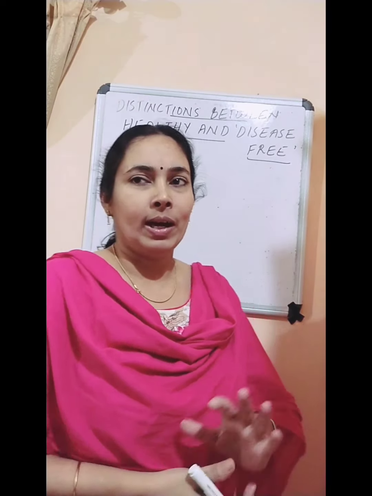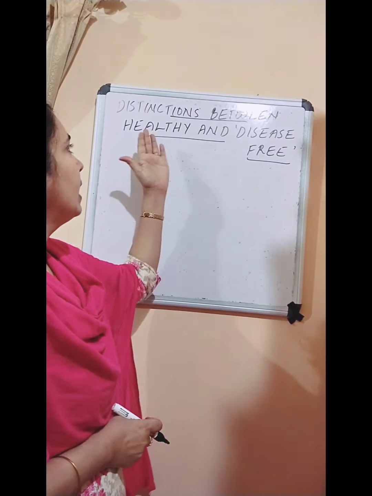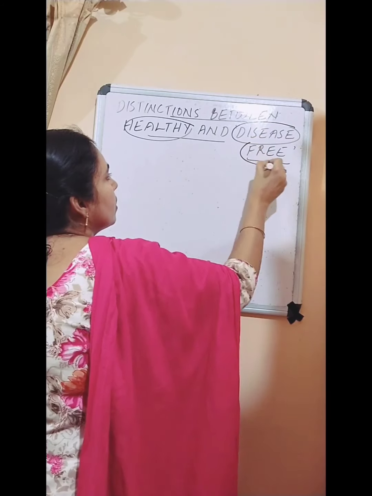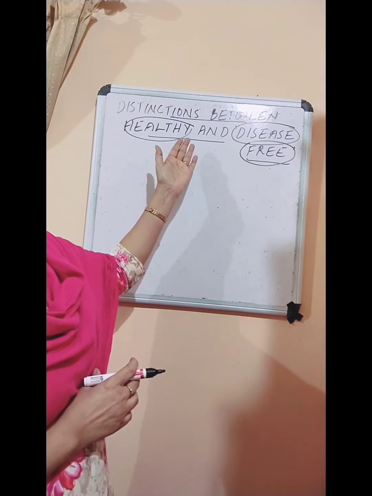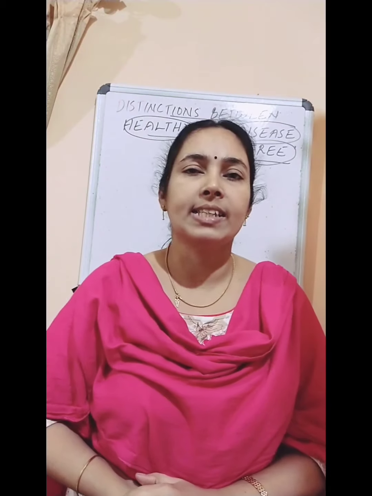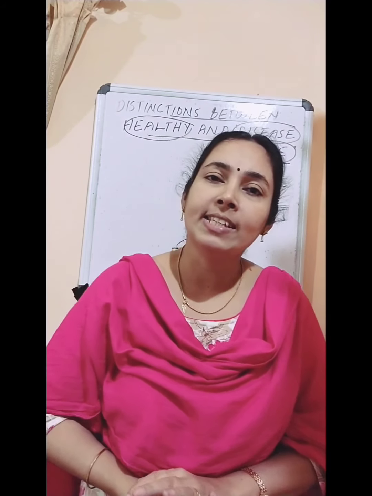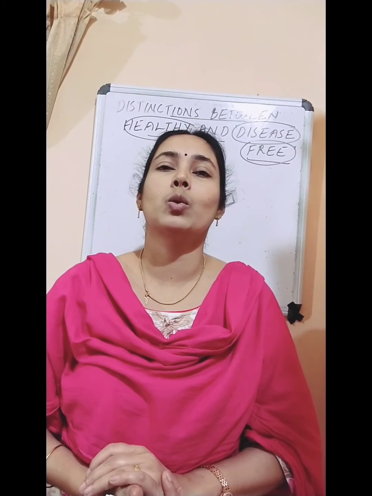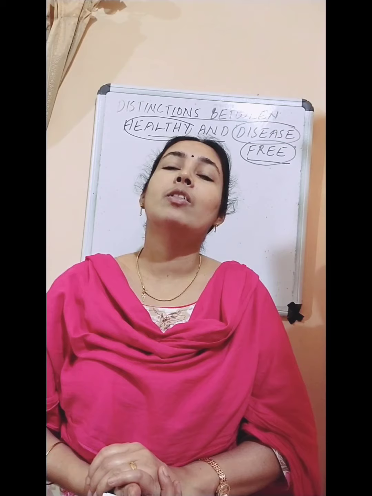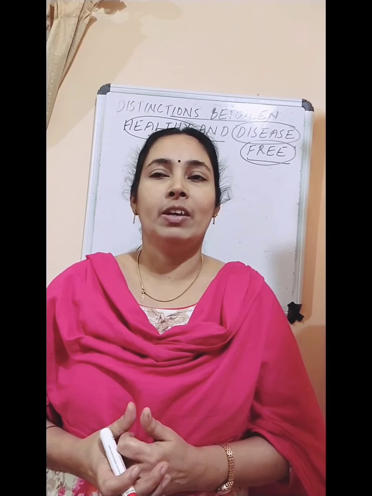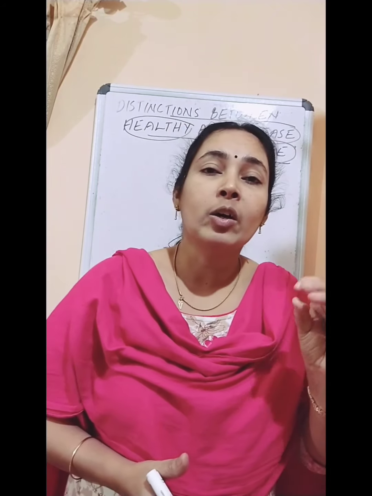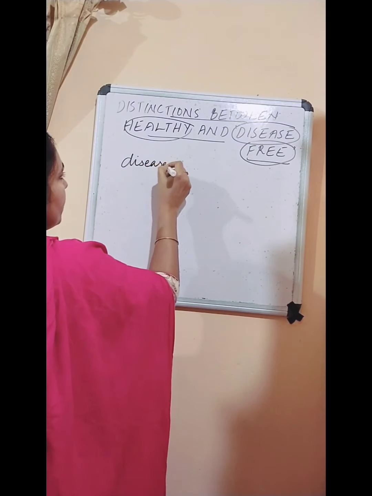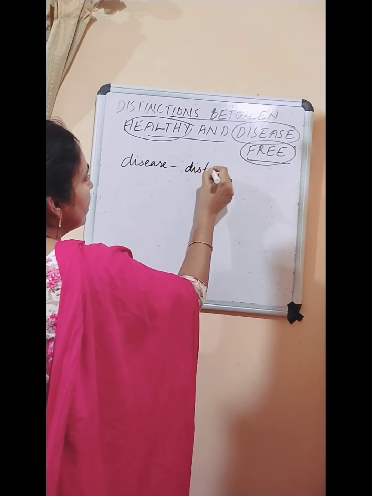Okay, now we can look at the distinctions between healthy and disease free. What is the difference between health and disease? Health we have studied. Health is the, what is it? Physical, mental and social well-being. And then what do we mean by disease? We can think of it as a disturbed ease. So the word disease means disturbed ease.